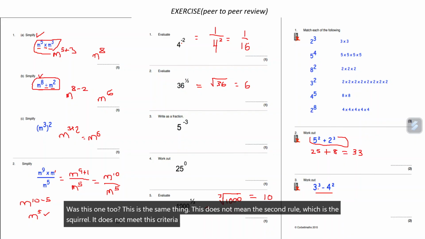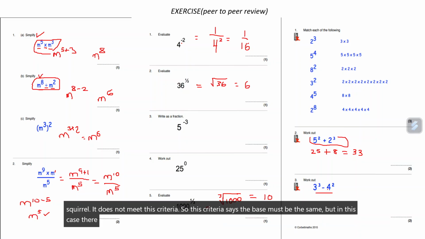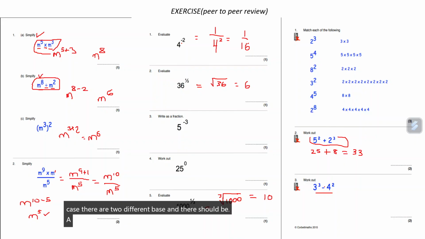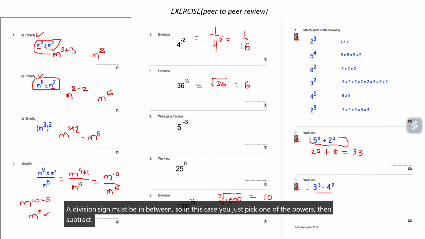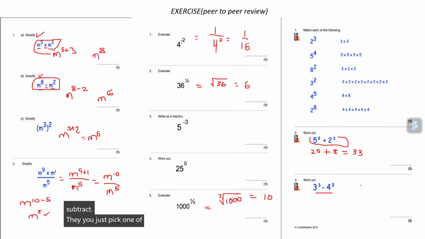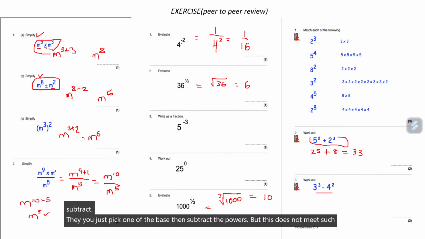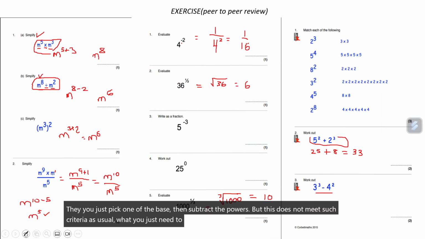So this criteria says the base must be the same. But in this case, there are two different bases, and there should be a division sign in between. So in this case, you just pick one of the bases, then subtract the powers. But this does not meet such criteria. As usual, what you just need to do is to solve straight.